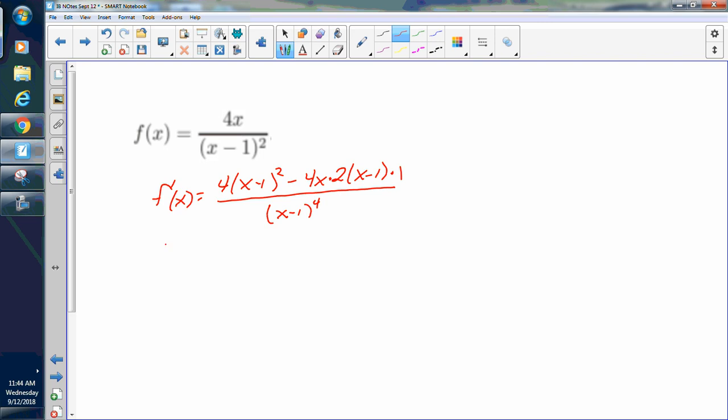Every term has a common factor of x minus 1. So we're going to factor out that common factor. So we're going to have 4 times x minus 1 minus 8x all over x minus 1 cubed. Our numerator, let's see, if we multiply things out, we're going to have negative 4x minus 4 all over x minus 1 cubed.